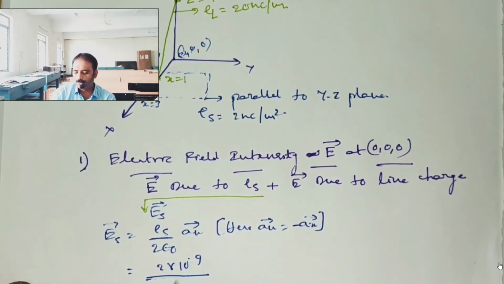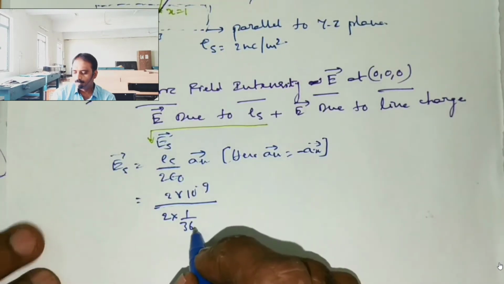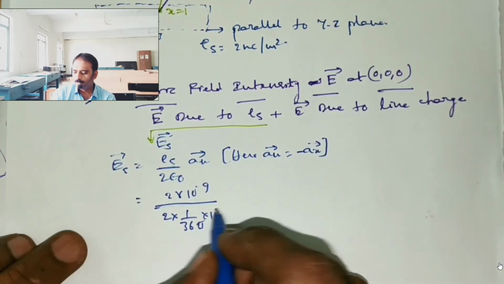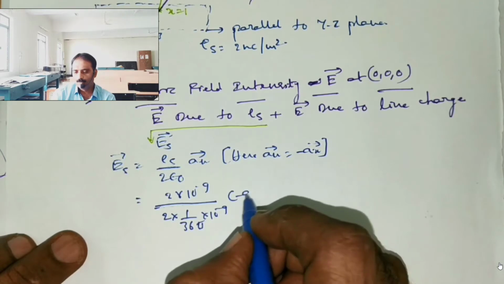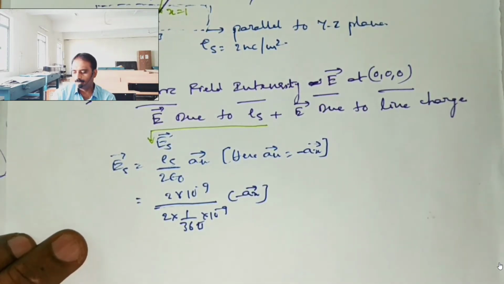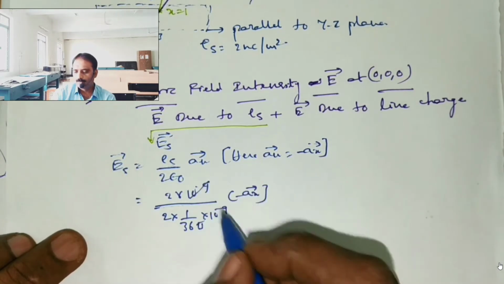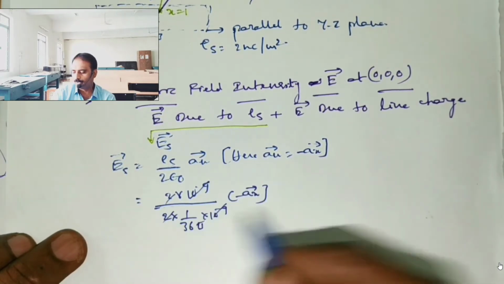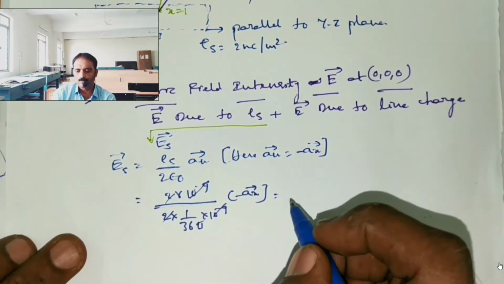And substituting the values and cancelling all these terms, you get minus 113.09 AX bar.